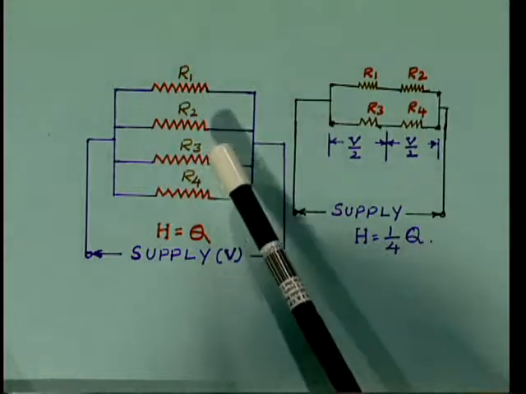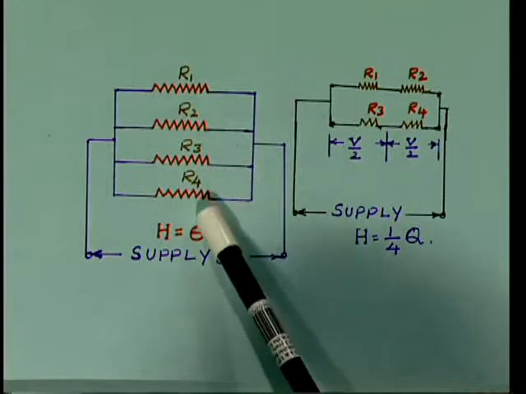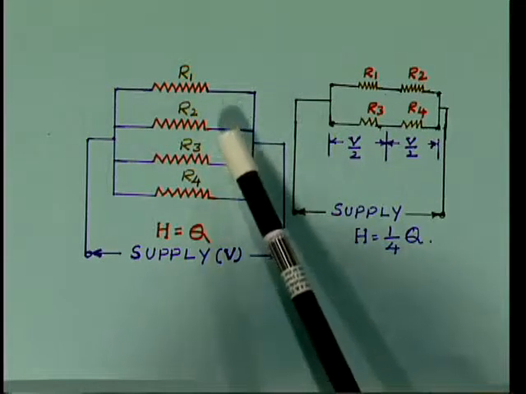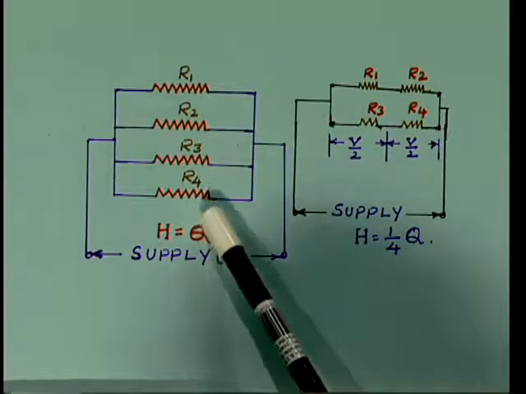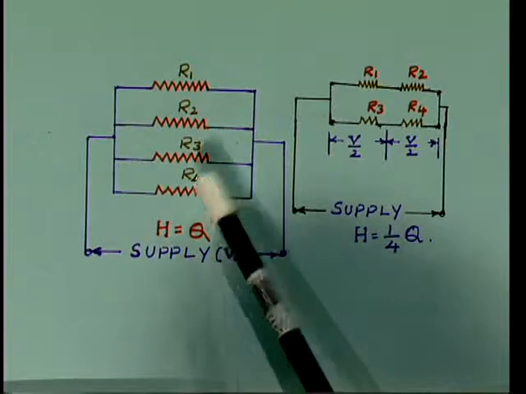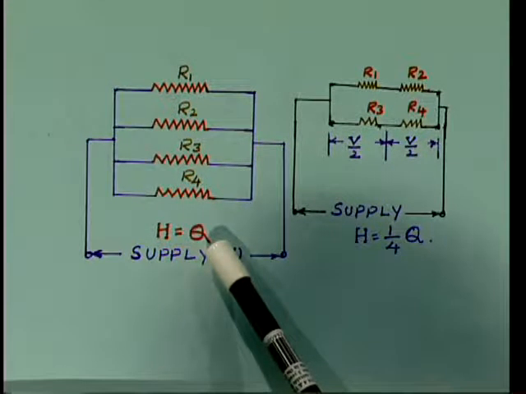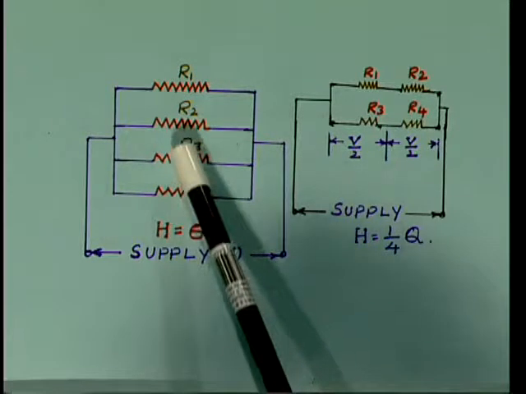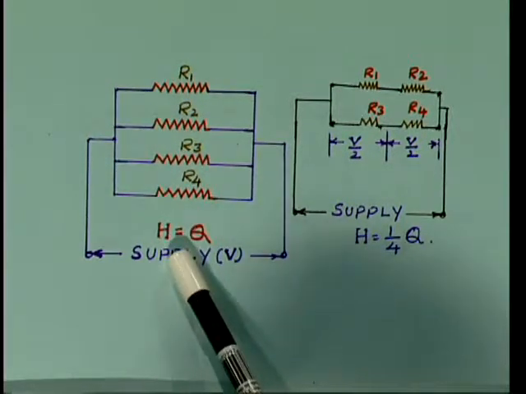And other than this, you can see here R1, R2, R3, R4, 4 heating elements, they are connected in parallel and connected to the supply. If the connections are made like this, the heat developed by these resistors or heating elements is equivalent to the rating of the furnace. Here the rating of the furnace is equivalent to the heat developed by these 4 resistances.